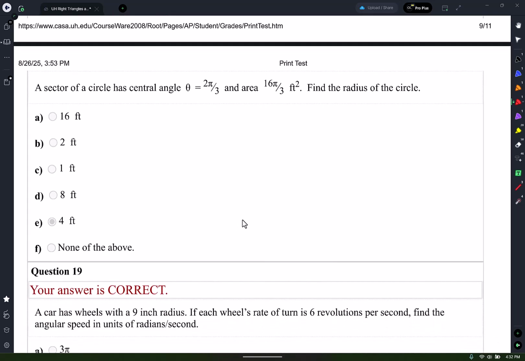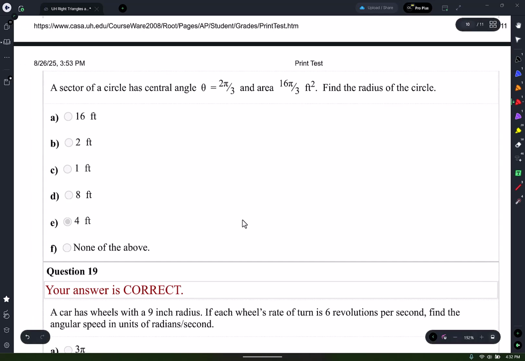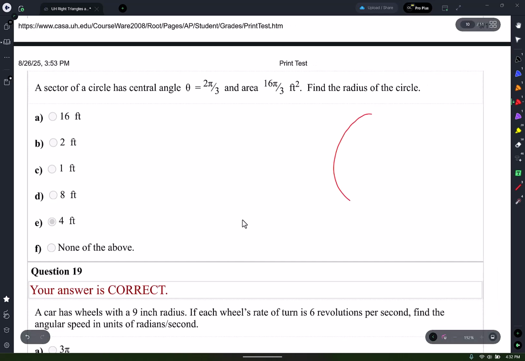A sector of a circle has central angle 2 pi over 3 and an area 16 pi over 3 square feet. Find the radius of the circle. Okay, so here's a visual. Do you guys like the visuals or no? Yes. Okay, so here's a visual.